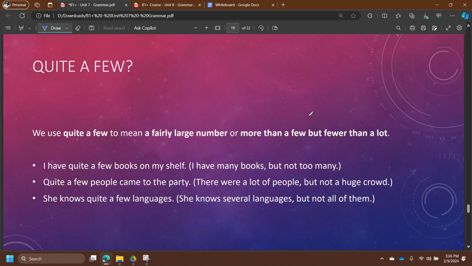And what about quite a few? So we use quite a few to mean a fairly large number, or more than a few but fewer than a lot. For example, I have quite a few books on my shelf. It means I have many books, but not too many. Or quite a few people came to the party, meaning there were a lot of people but not a huge crowd. Or she knows quite a few languages, meaning she knows several languages, but of course not all of them.